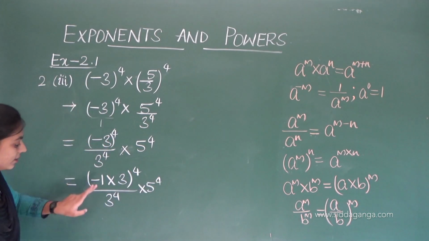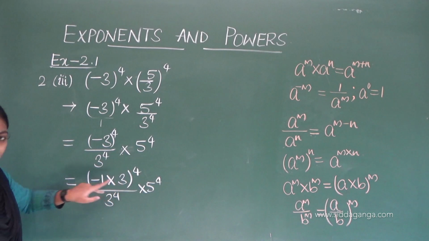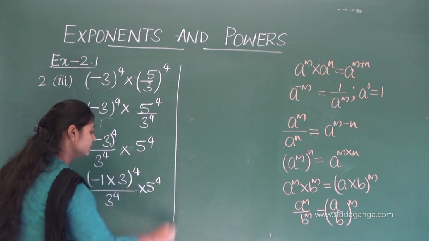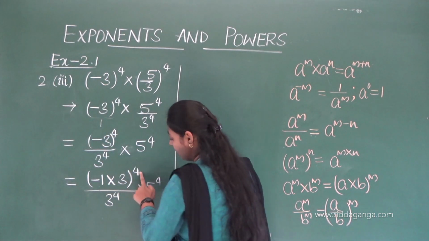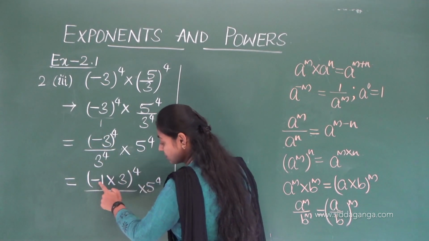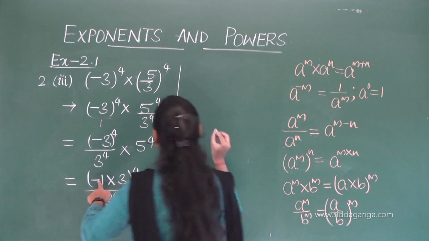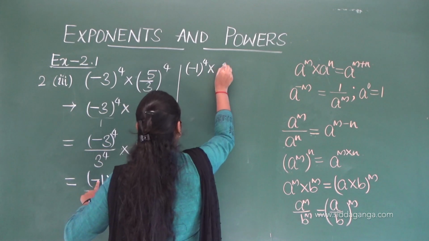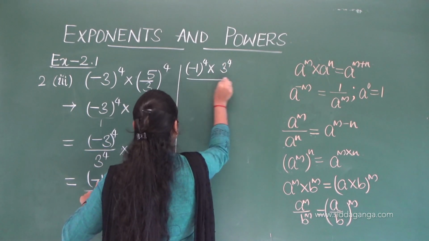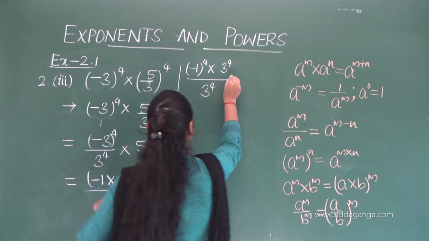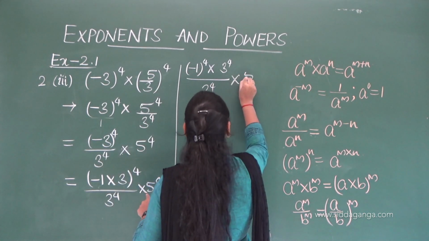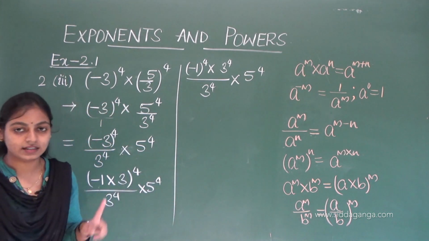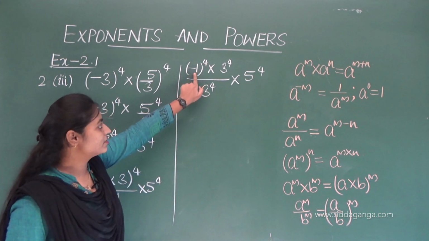So we have written -3 as -1 into 3. -1 into 3 is -3. Again the power here applies to -1 and also to 3. So we can write it as (-1) to the power of 4 into 3 to the power of 4 divided by 3 to the power of 4 into 5 to the power of 4. So (-1) whole to the power of 4 is nothing but 1. So 1 power 4 is 1.